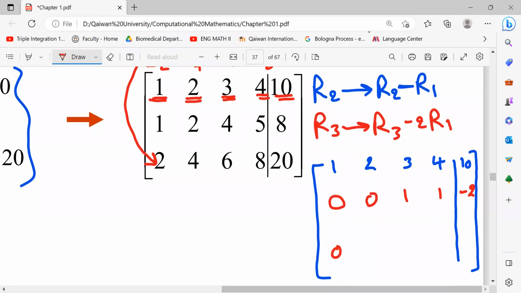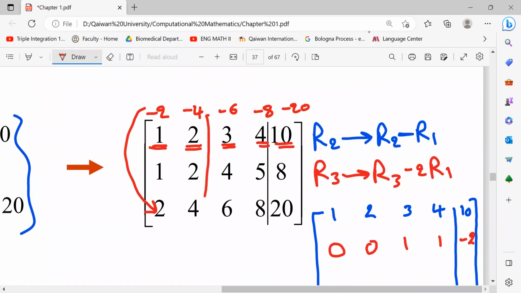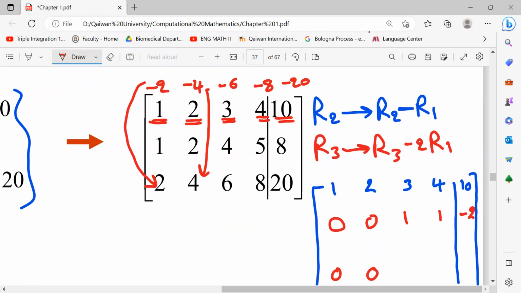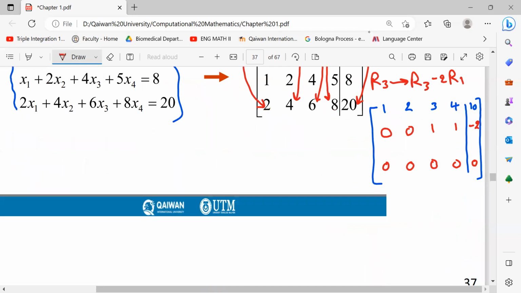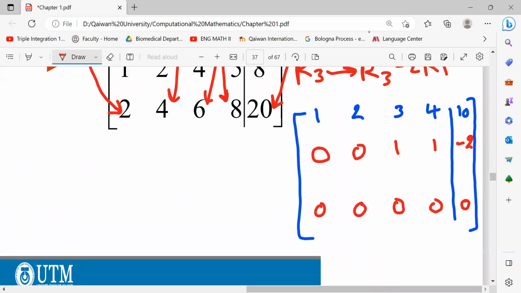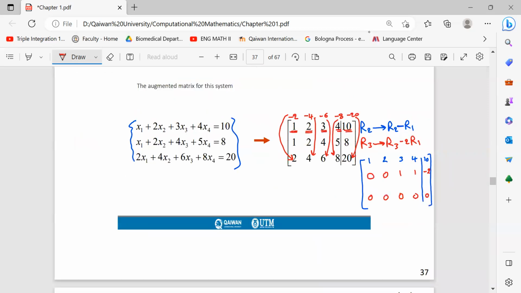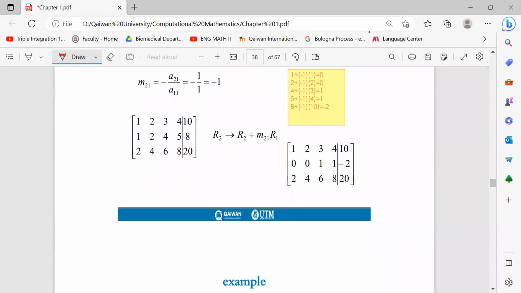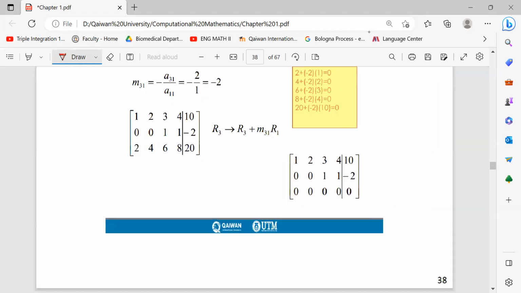Is it? Then, -4 plus 4 is 0. -6 plus 6 is 0. -8 plus 8 is 0. -20 plus 20 is 0. So this row becomes a 0 row. Okay. Now we have this matrix. We get this matrix after doing these two operations on row 3 and row 2.